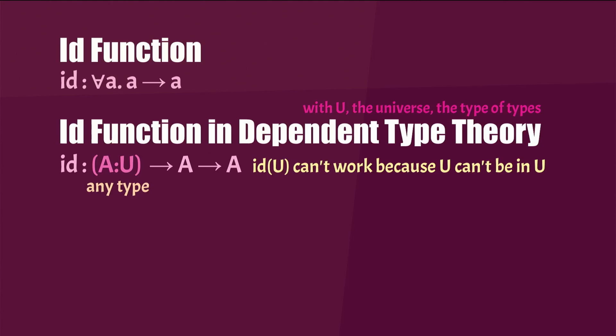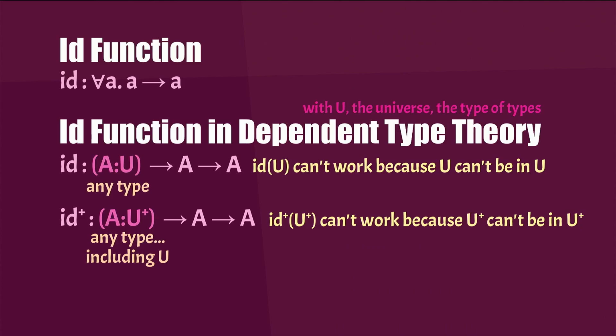So what should we do? Well, how about we define another identity function with a larger universe containing every type in the U and the U itself. Now you can apply this upgraded version of the ID to the U, but you're going to run into the same problem, because this U plus is still not in the U plus itself. So it still cannot apply to the U plus. I guess you can just continue this process, writing yet another version of ID, but you can probably see that this is not the solution to this problem.